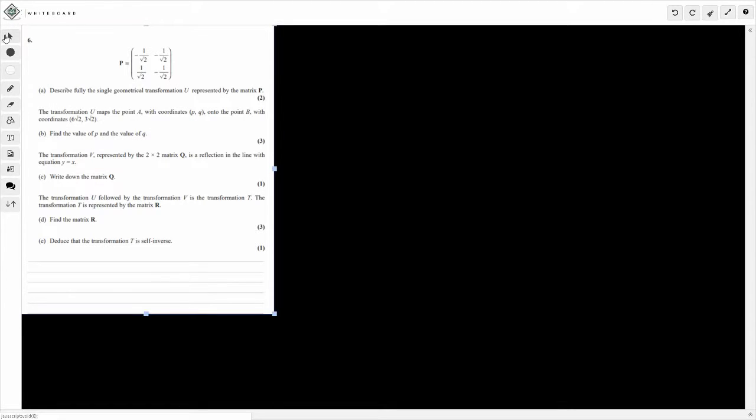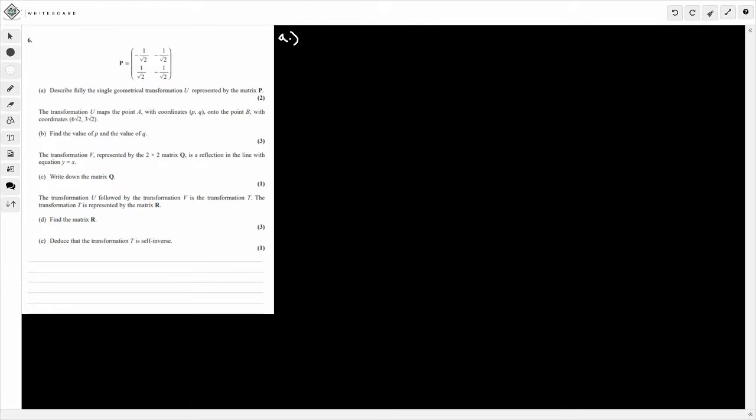Today we're taking a look at question 6 from the FP1 June 2016 paper. So this question is about matrices and transformations. So let's start this one. So part A, it asks you to describe fully the single geometrical transformation U represented by this matrix here.